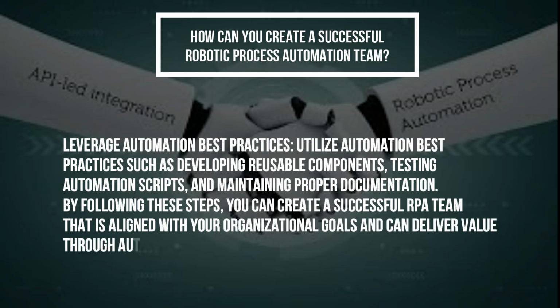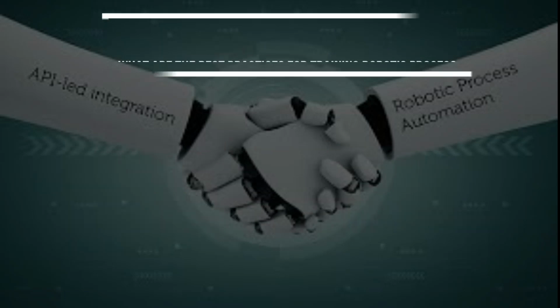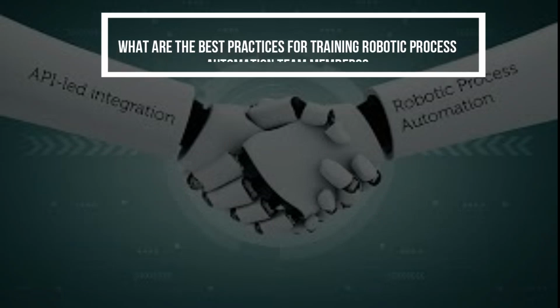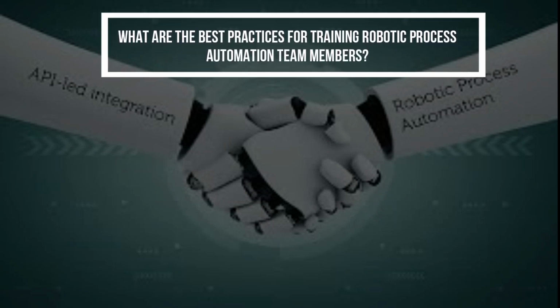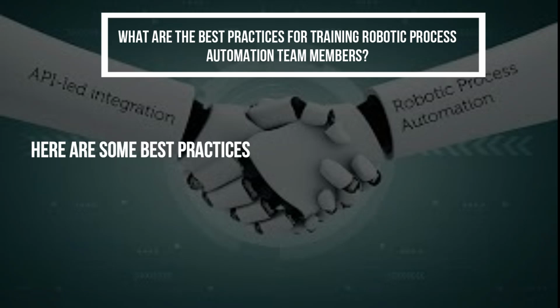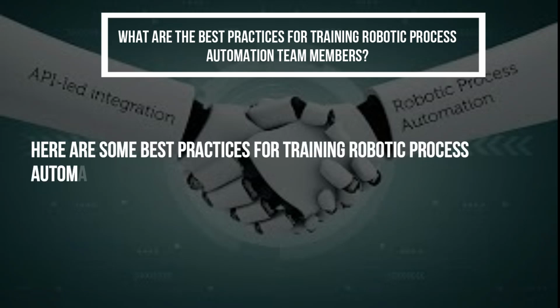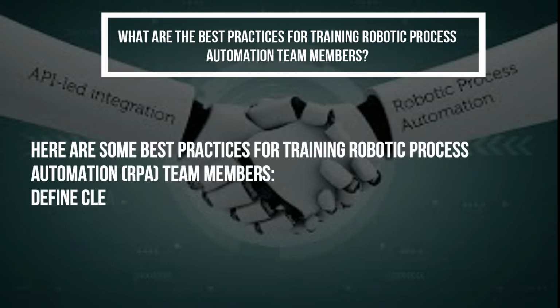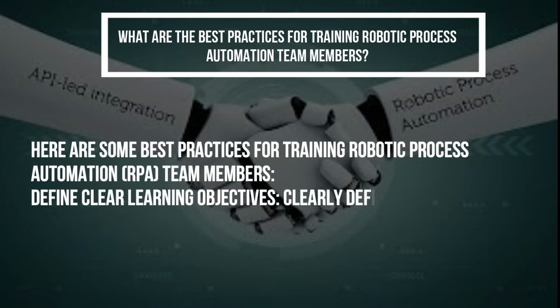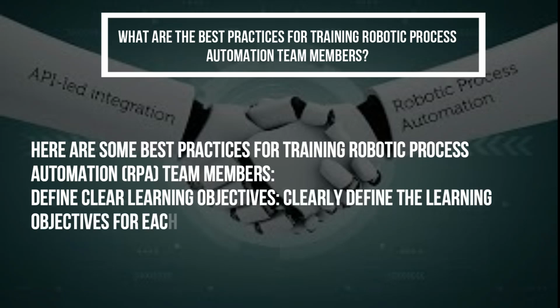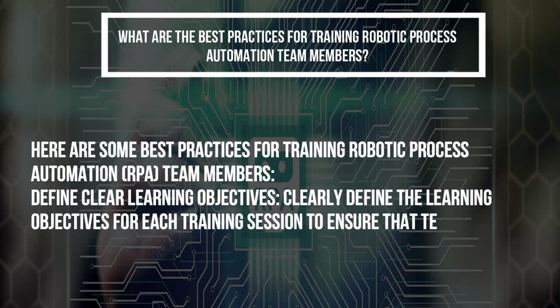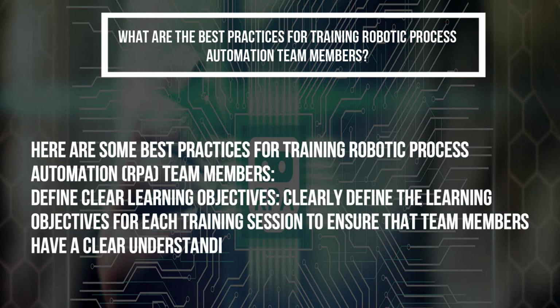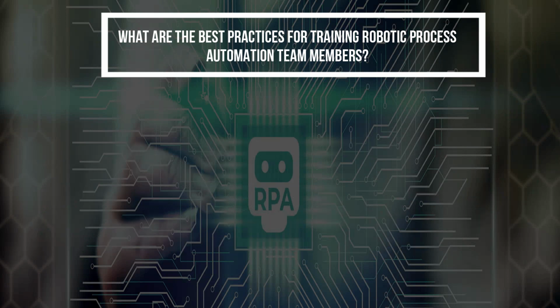By following these steps, you can create a successful RPA team that is aligned with your organizational goals and can deliver value through automation. What are the best practices for training robotic process automation team members? Here are some best practices for training robotic process automation, RPA, team members. Define clear learning objectives. Clearly define the learning objectives for each training session to ensure that team members have a clear understanding of what they need to learn.